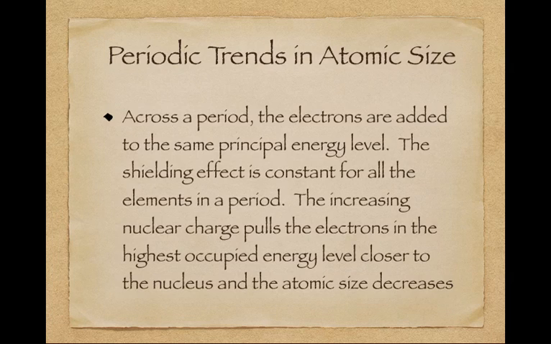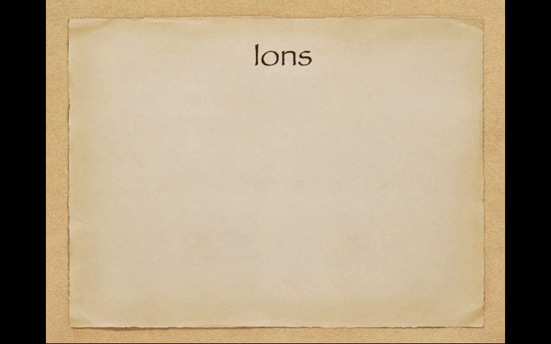So as we go across, we're adding them to that principal energy level. Therefore, we don't have that shielding, and we just have more positives and more negatives. We have a stronger magnet pulling them in. So going across the chart, it seems a little backwards, at least it's the opposite of what it is if you go down the chart.